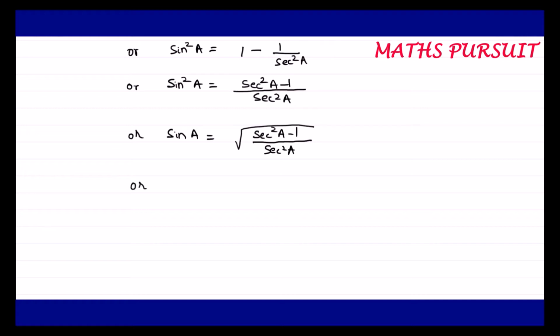So sin A is equal to root over of sec square A minus 1, upon sec A. Why sec A? Because root over of sec square A is sec A, and the sec square A minus 1 above remains as it is. So we got sin A is equal to root over of sec square A minus 1 upon sec A. So this is our B point. We are able to find sin A at B. At A we found cos A.